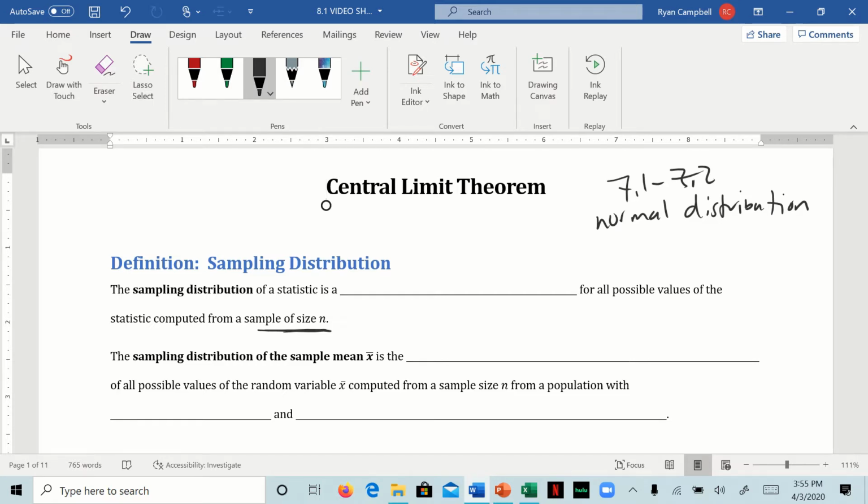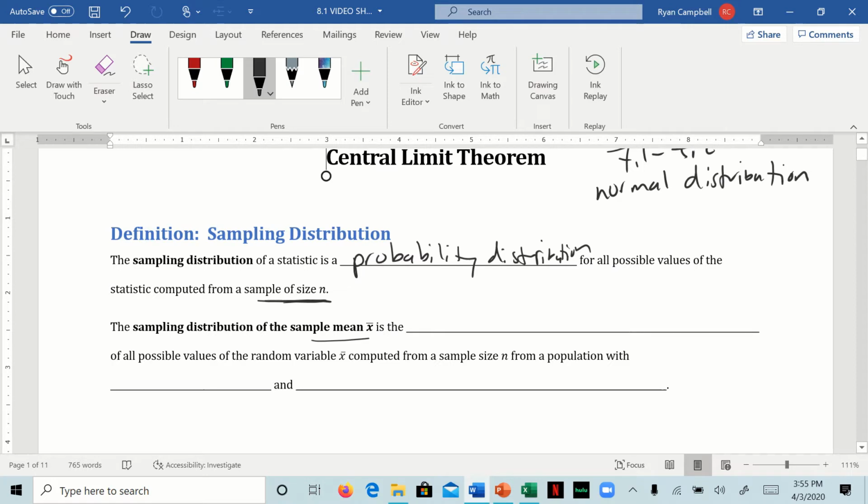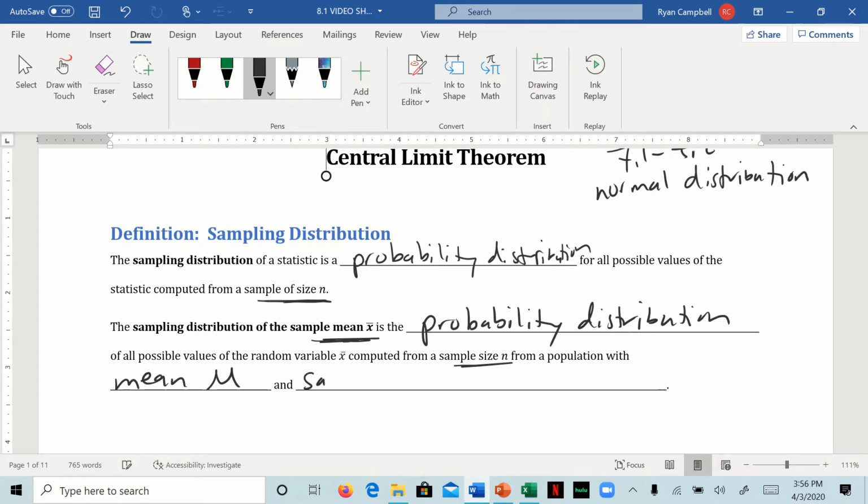A sampling distribution will be a probability distribution for all possible values of your sample size, whatever n is. A sampling distribution for a sample mean is also a probability distribution of all the possible values from your sample size from a population with a mean. If it's the population mean, that's mu, and if it's the population standard deviation, remember that's sigma.